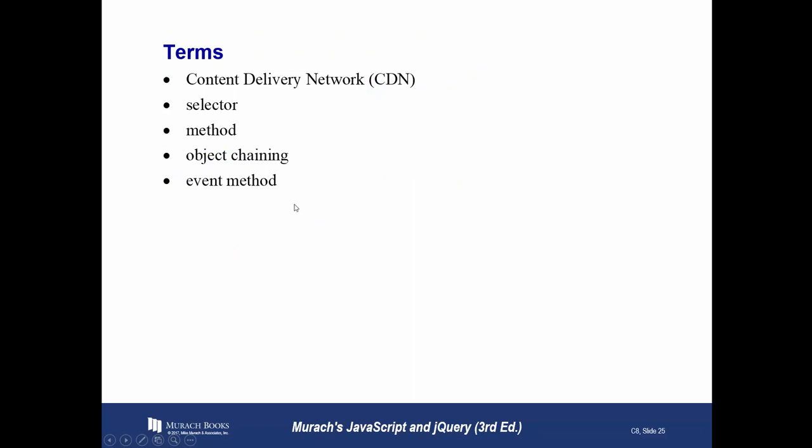Some of the terms you should be at least a little bit familiar with by now are CDN, which is Content Delivery Network. That's a way that you can bring jQuery into the system without physically having to put it on your system. Selectors, which are kind of the key to this. Methods, which are what you call. Object chaining, which is calling one method on an object right after the other, using a dot between them. And different event methods, and we just quickly looked at ready and click.